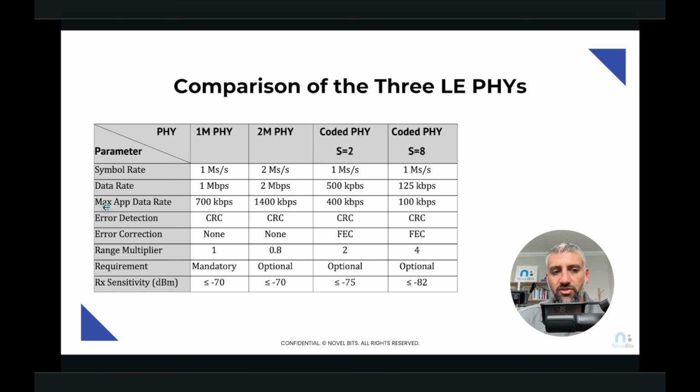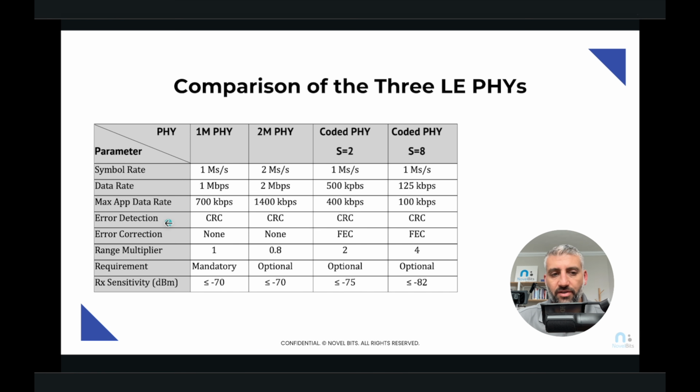And then in addition to that, the application level data rate will vary and will be lower than the actual data rate of the transmission. That's due to some mandatory gaps that need to be in between packets, as well as some overhead from headers and such. So in the case of the 1 meg PHY, in a very ideal situation, without any congestion, interference, and retransmissions, you can achieve up to 700 kilobits per second, or around that. For the 2 meg PHY, it's around 1400 kilobits per second.